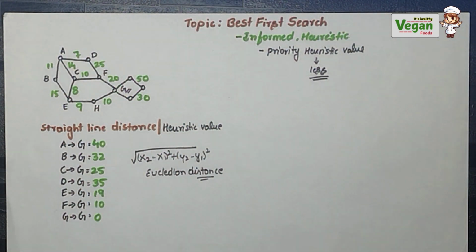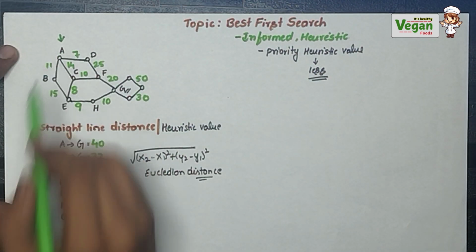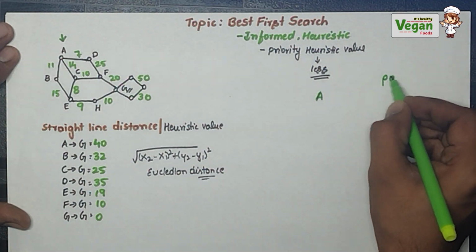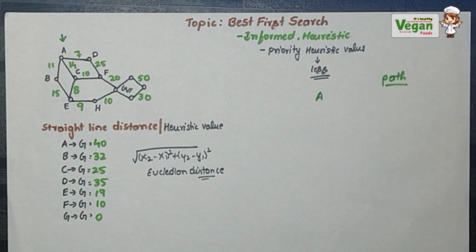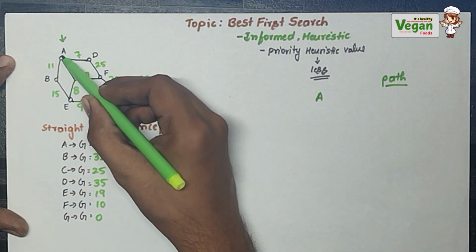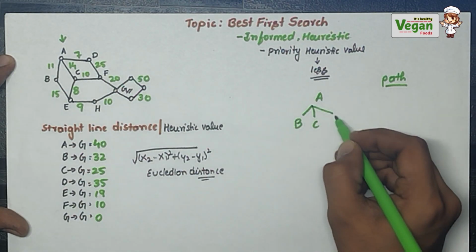Now what should we do? I said earlier that less heuristic value gets more priority. So let's start from A and write the path here. It is similar to finding the least cost path in data structures, and the best first search works the same way. From A you can go to B, C, and D.